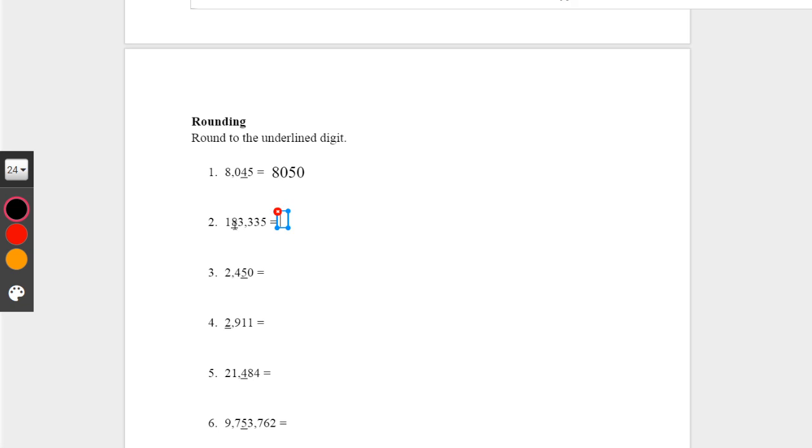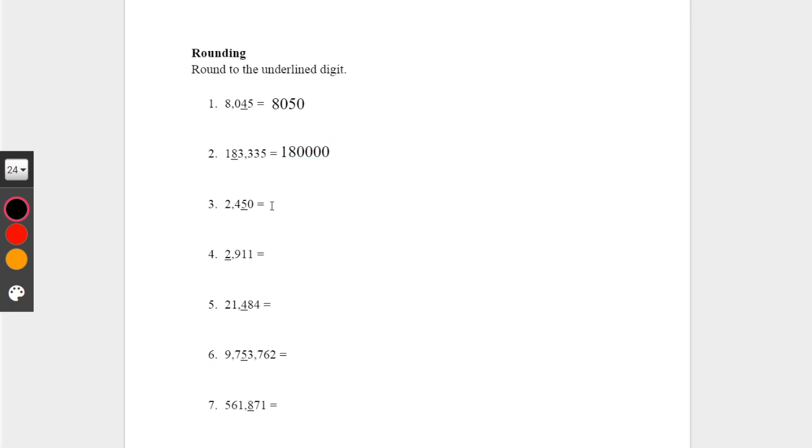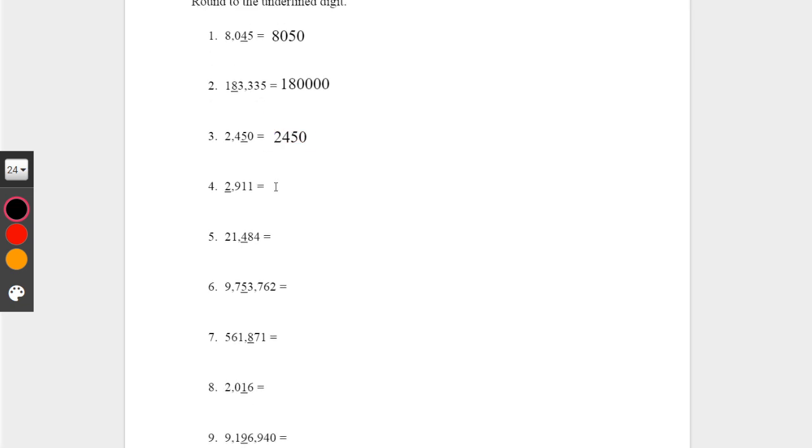For here, we have to round for this 8. So 3 is not a big enough number, so it stays the same. So 1,800,000. Basically, and the rest behind just becomes zeros because we're rounding. 2,450. 0 is not a big enough number. It basically just stays the same. 2,911. 9 is a big enough number, so this will become 3,000.